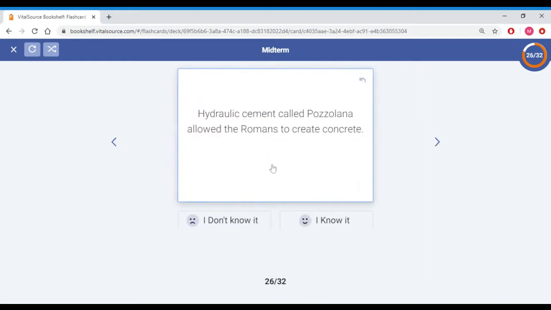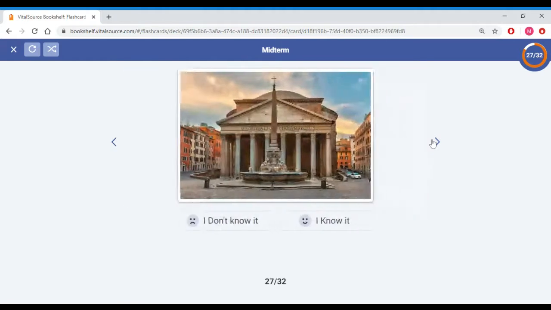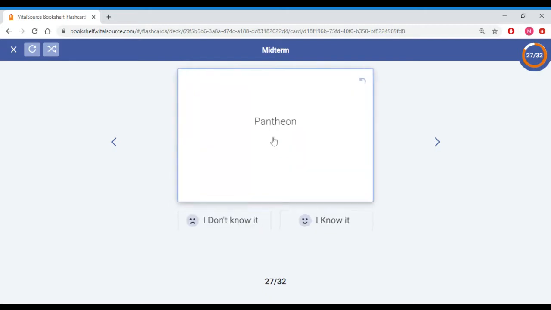Pozzolana, what is it? Hydraulic cement called pozzolana allowed the Romans to create concrete. Which building is this? Remember, I was in the picture there, drawing one of those columns, and I was given money while at the Pantheon.